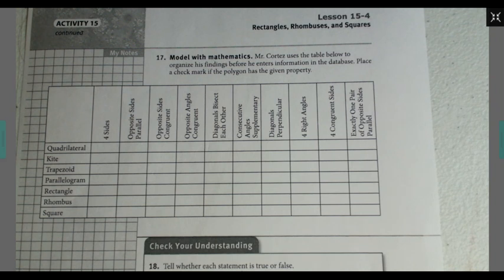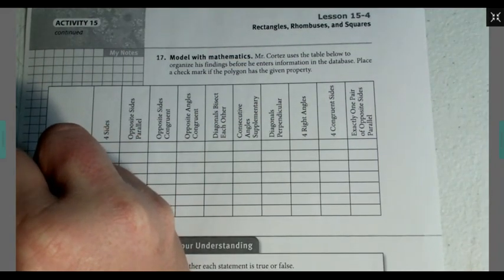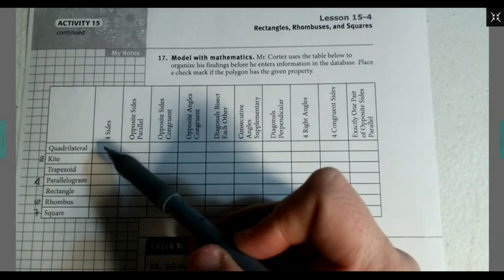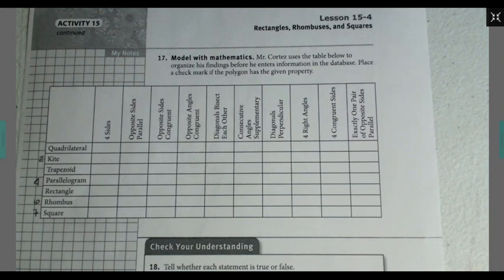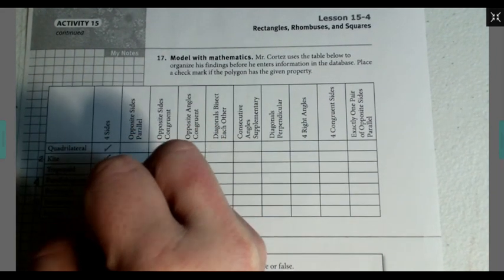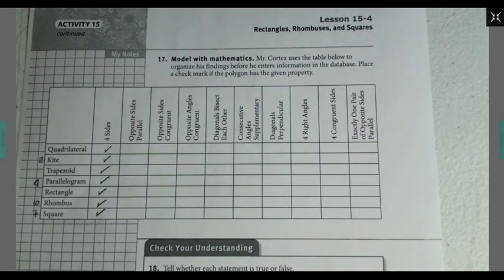So, of these, let's see, 2, 4, 6, 7 categories, how many of these are four-sided figures? I agree. All of them are four-sided figures. So they all have the characteristic of being a four-sided figure.